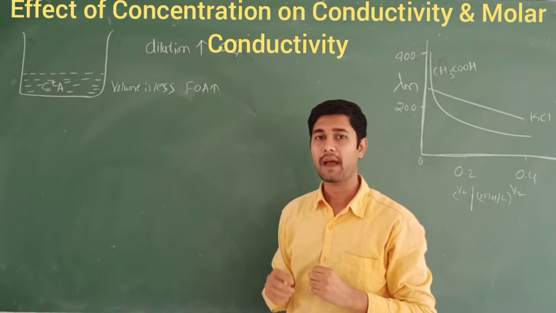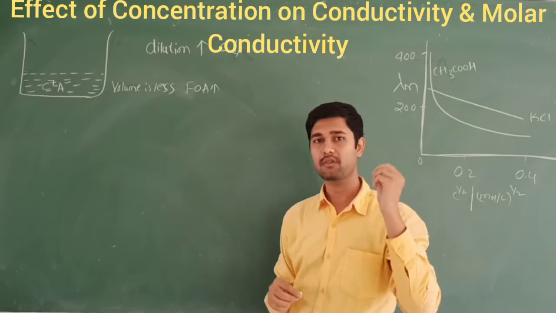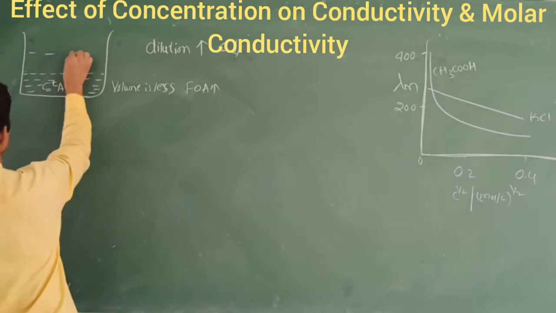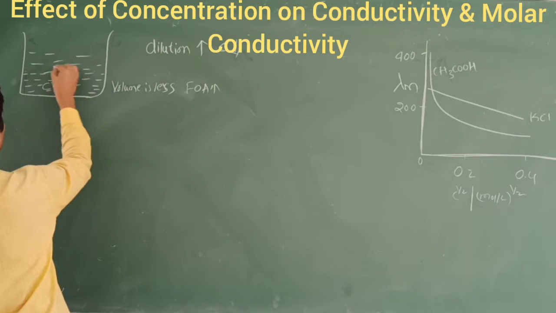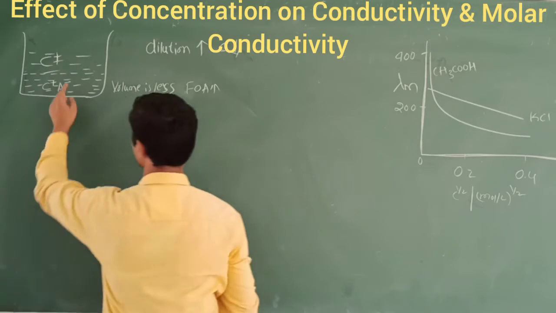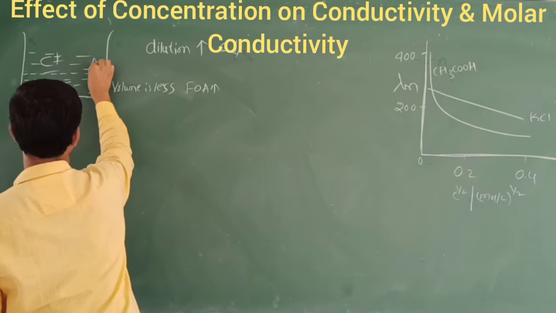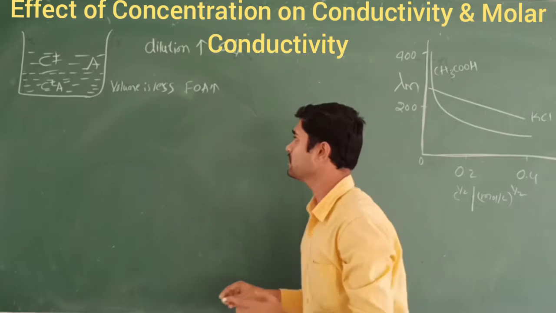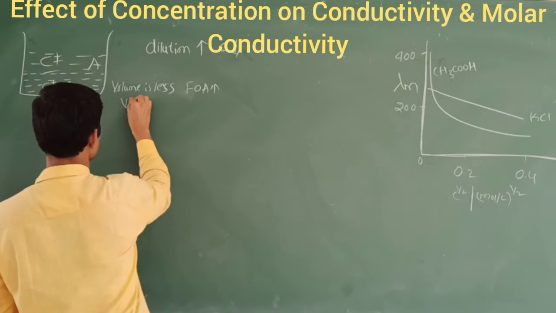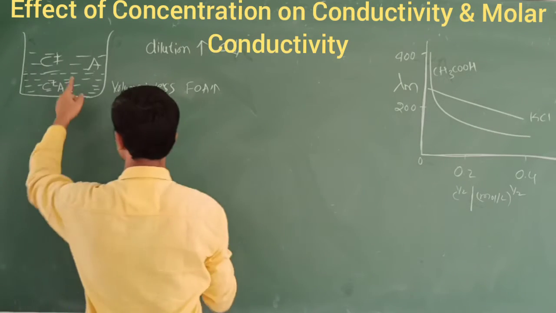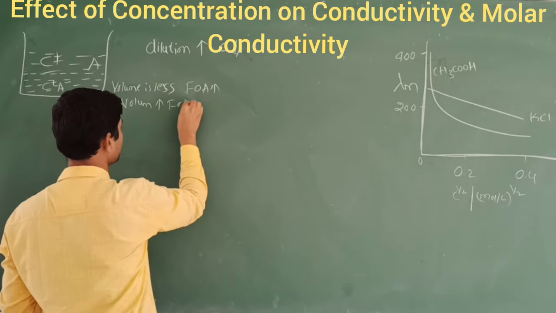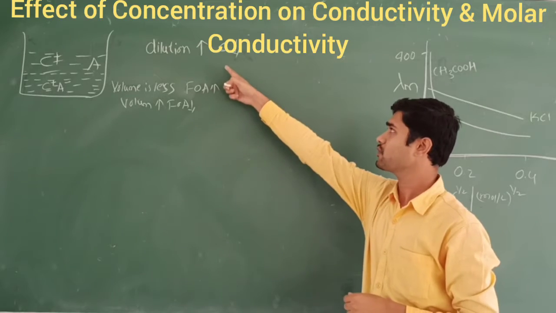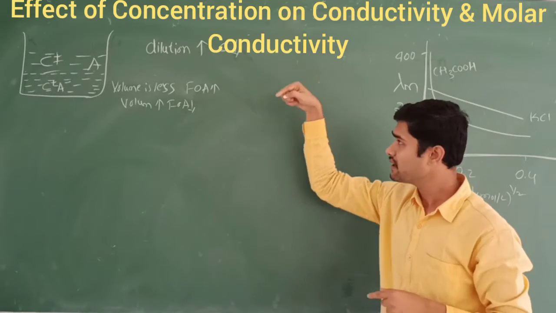Now I am going to add further water, diluting it. So now I am going to increase the volume. The distance between the cation and anion increases, because when we increase the volume, the ions move far from each other. The force of attraction decreases. I mean, as the dilution increases, the concentration decreases.